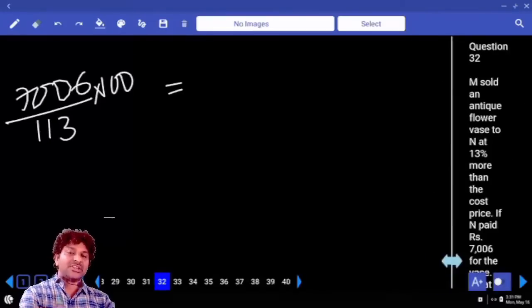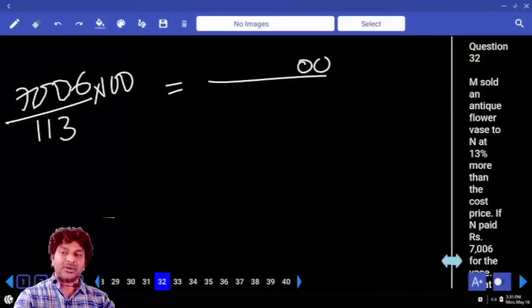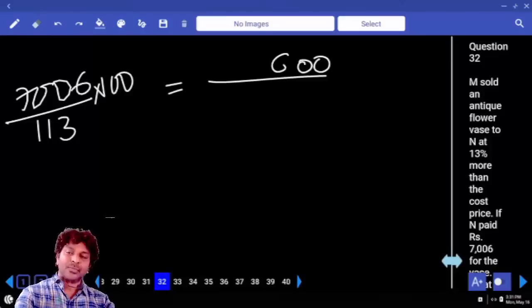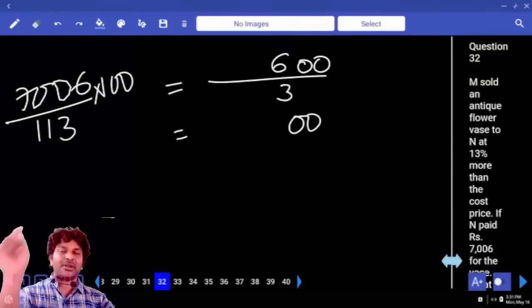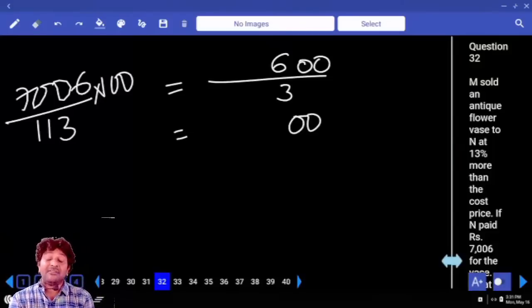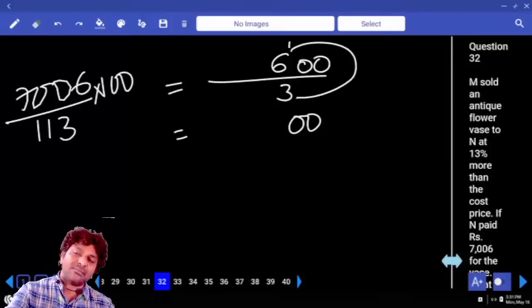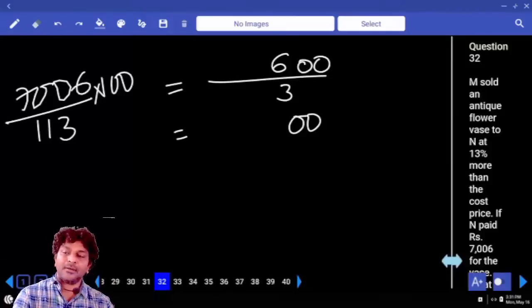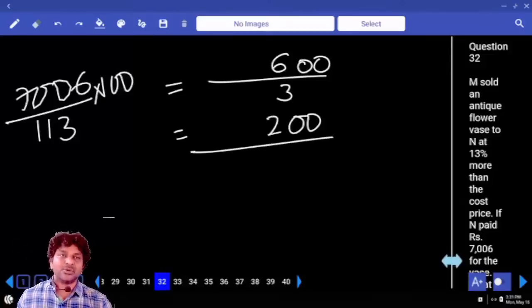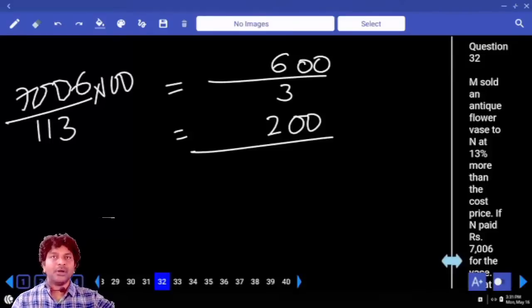Now I don't want to change this one, because in the numerator there are going to be 2 zeros. The numerator ends with 6, and the denominator ends with 3. Because there are 2 zeros in the numerator, even in the answer there have to be 2 zeros. 3 into which number gives you 6? That means your answer must end with 200 only. How many options are there? That's the final answer. Over.